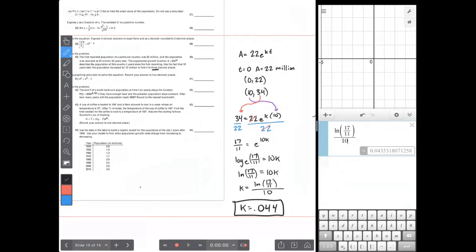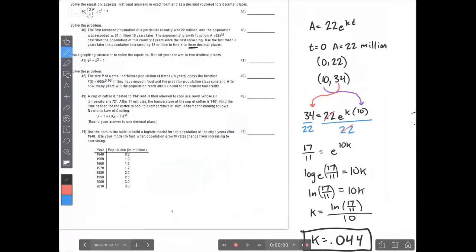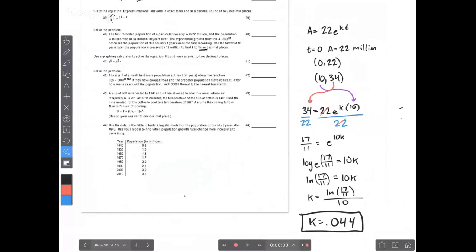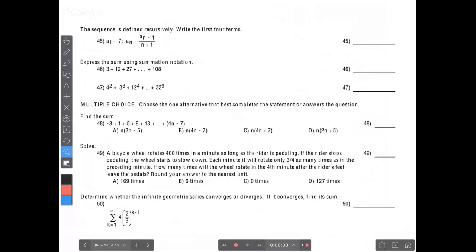You should certainly be able to plug that into your standard scientific calculator by doing ln 17 divided by 11, close parentheses, divided by 10. Sweet. And 45. We're coming to the end of our every fifth problem. Hopefully I'm moving at a reasonable pace and I'm not leaving too many people behind. If you have questions, please do stop me.